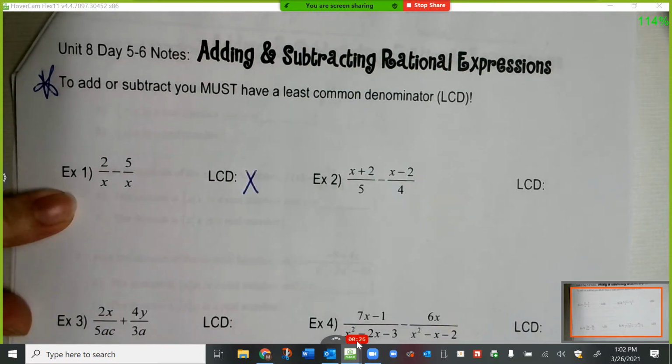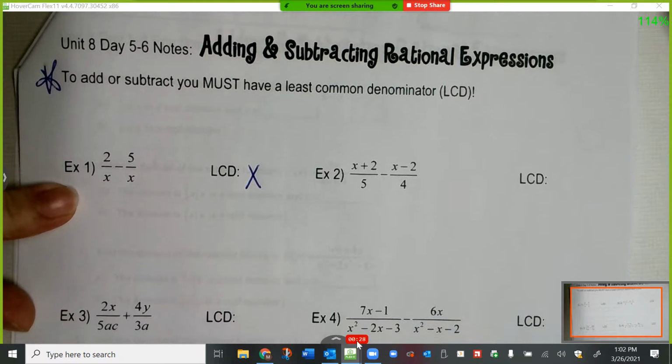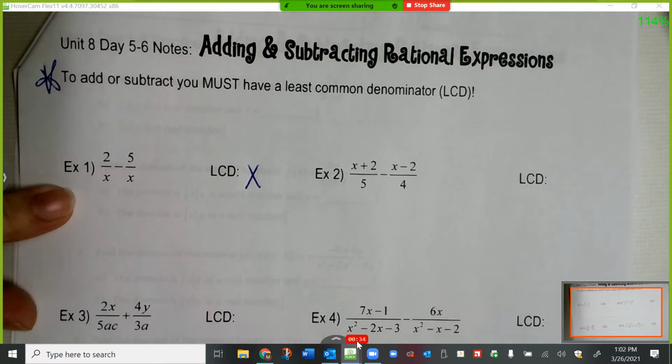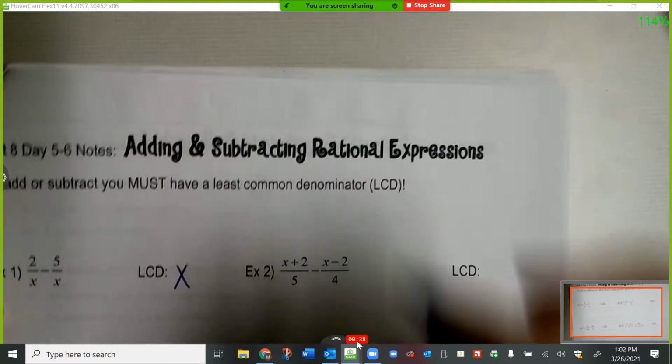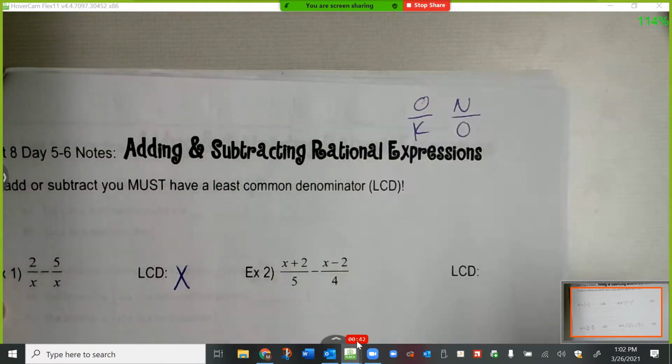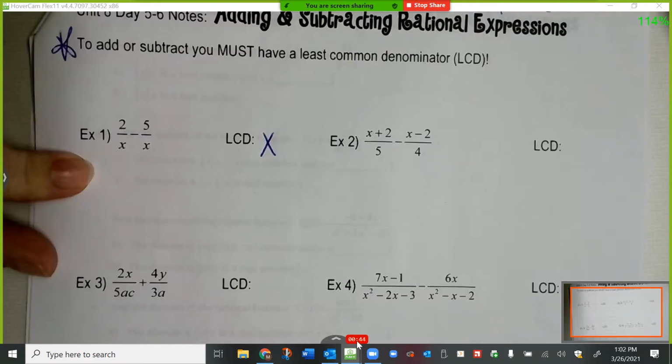Now, let's go ahead and talk about domain while we're looking at it. What can your denominator not be? Remember, it's okay to have a 0 on top. It's not okay to have a 0 on bottom. So what can X not equal? 0.